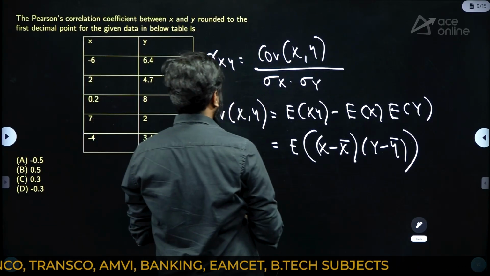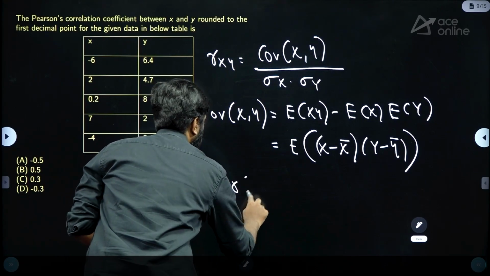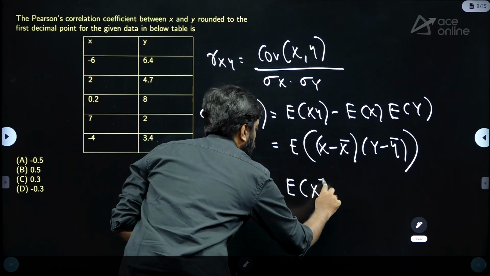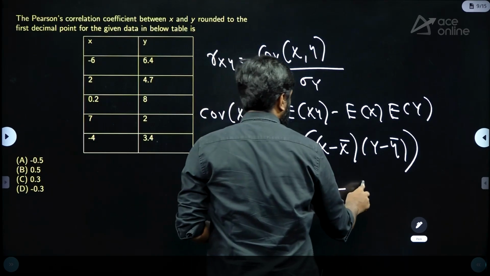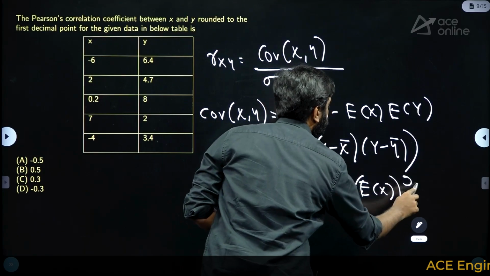And what is sigma X? So before that, what is the variance of X? You all know the variance of X as this: expected value of X squared minus (expected value of X) whole squared. So this is what you know.